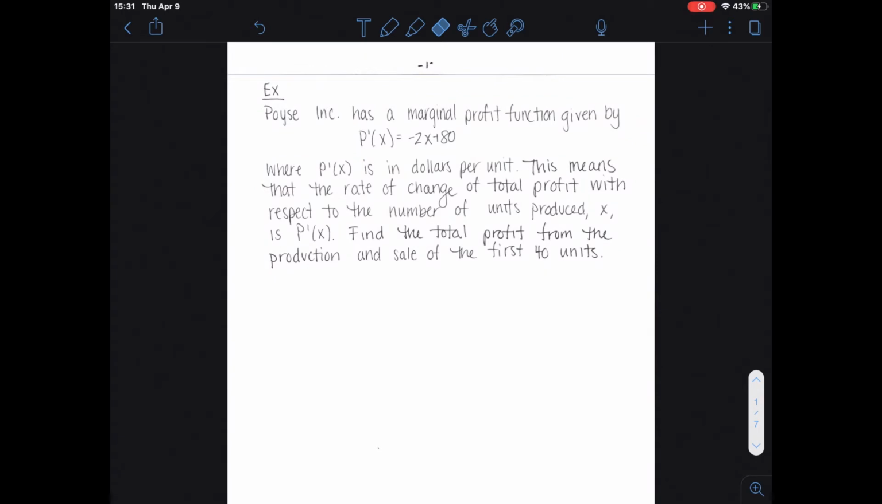Poise Inc. has a marginal profit function given by p prime of x is negative 2x plus 80. So this rate is going to be dollars per unit. So this means that the rate of change of total profit with respect to the number of units produced, which is x, is this rate. We want to find the total profit from the production and sale of the first 40 units. So this derivative is just a line, so it's not too bad to plot. It goes through 0, 80, its slope is negative 2. So you can plot this from 0 to 40 because we want the first 40 units.